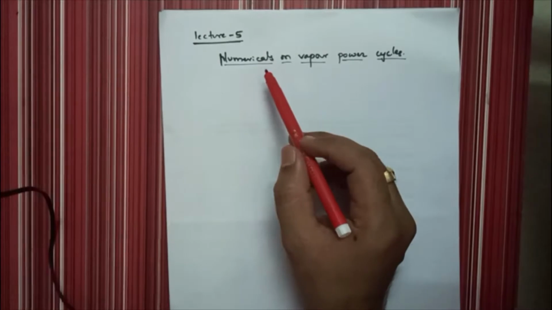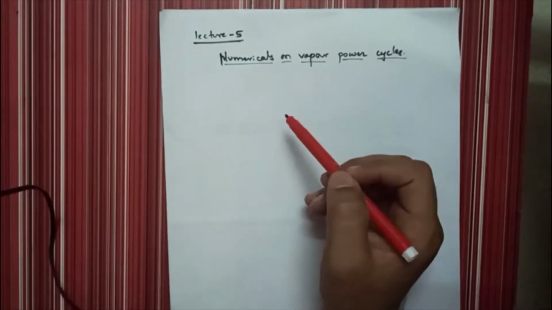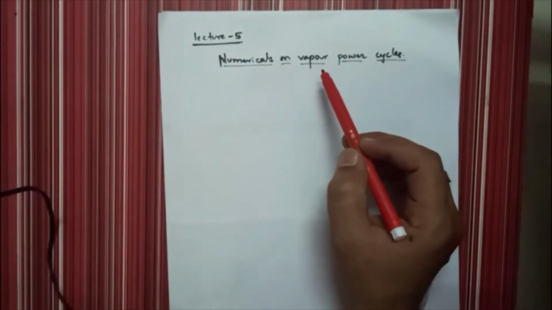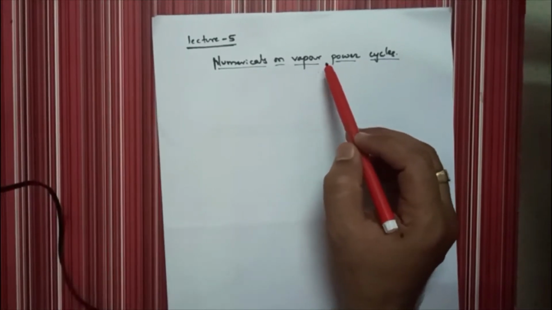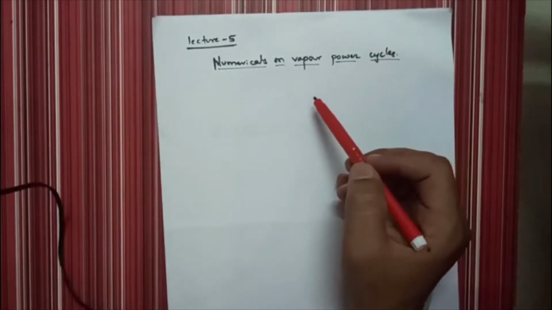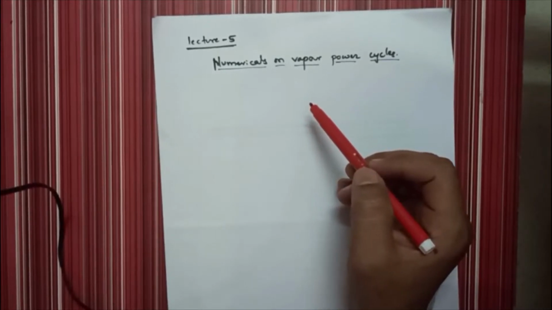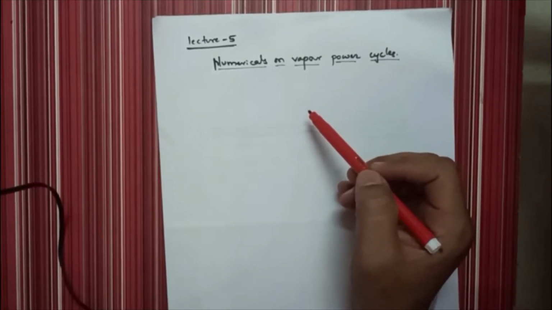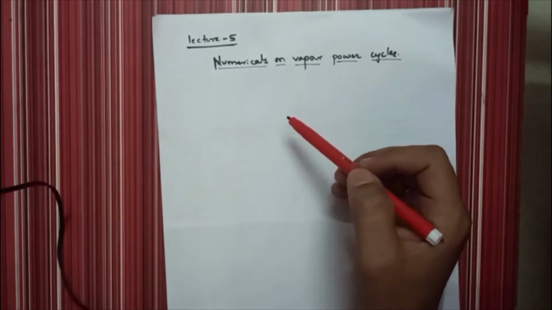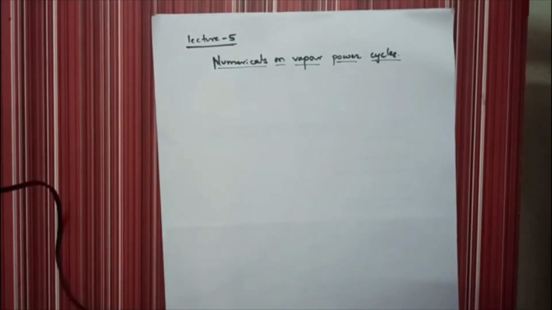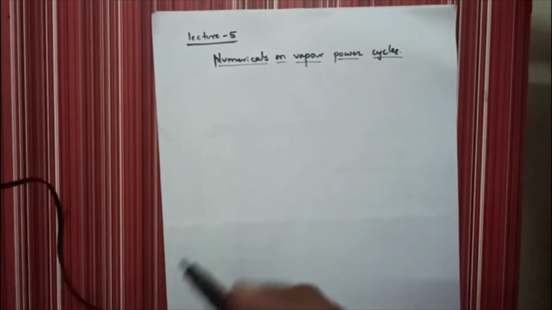So today we will discuss numericals on vapor power cycles. In numericals on vapor power cycles, there are three types of problems that will come to the picture. So type 1 problems, type 2, and similarly type 3. We will discuss those numericals here. Before that, we will draw one Rankine cycle again at a glance.